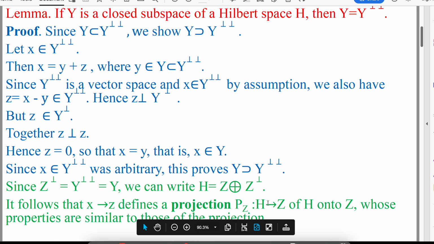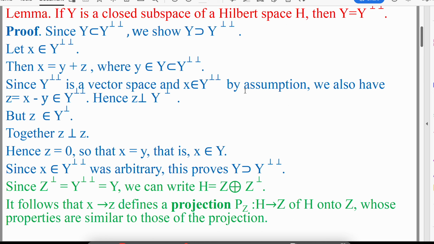Orthonormal sets. So first of all, we will prove two lemmas related to the orthogonal complement of a set. If Y is a closed subspace of a Hilbert space H, then Y is equal to the double orthogonal complement of Y. We know that Y is a subset of the double orthogonal complement of Y. So it is sufficient to show that Y contains the double orthogonal complement of Y.